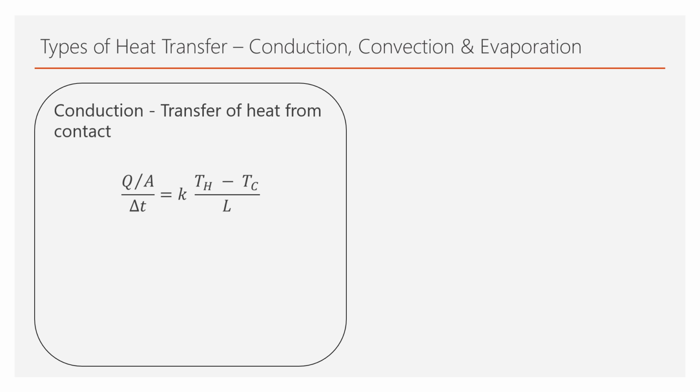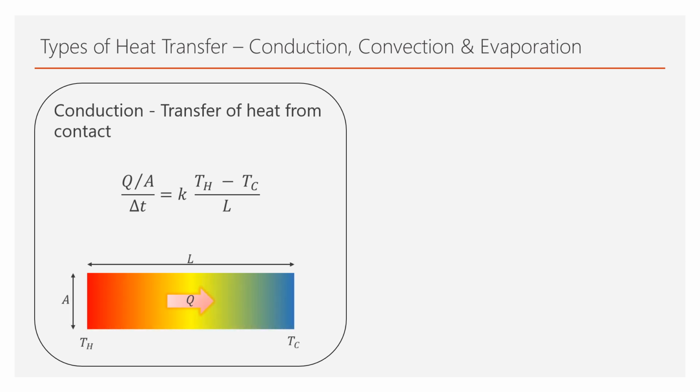The proportionality constant, K, is the thermal conductivity. Very good thermal conductors have large K values. In this image, heat flows from the very hot red left-hand side to the cold right-hand side, which is a distance L away.